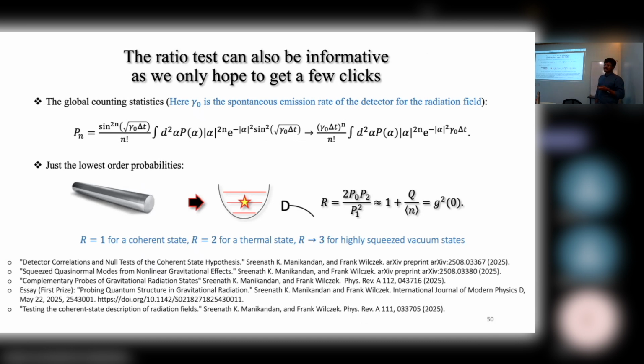So one can ask, this is a very difficult problem. Let's say we don't see so many clicks, but we only have the hope of seeing a few clicks. What can we do? We can apply this ratio test and show that, for example, if you compare the ratio of 2 times P0 times P1 squared, it will give answer 1 if the radiation field is in a coherent state. It will give answer 2 if the radiation field is in a thermal state. And it will give us answer 3 for the radiation field in this case, where gravitational radiation is in a highly squeezed vacuum state.